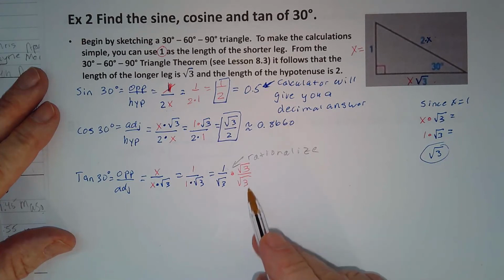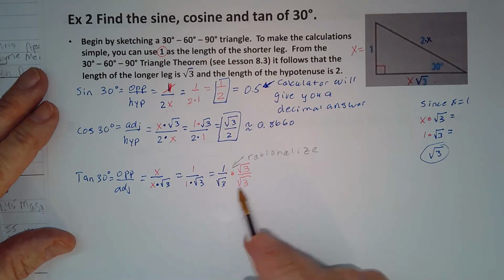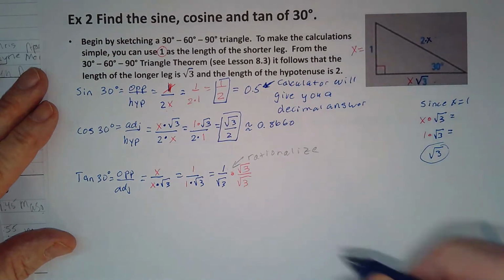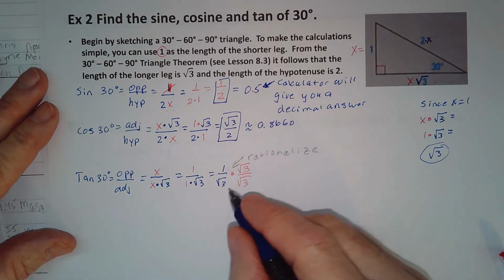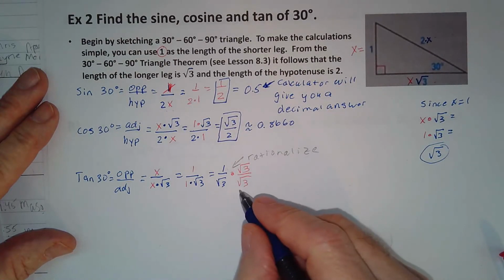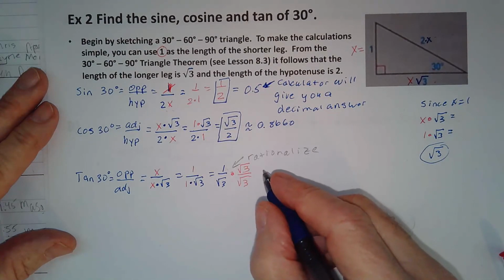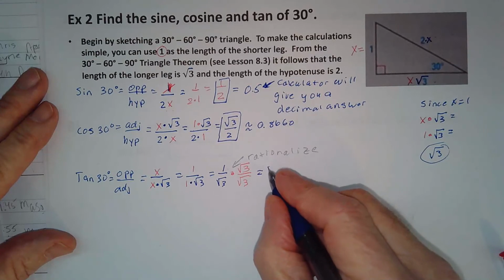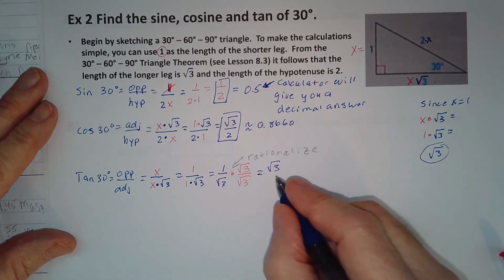4 divided by 4 is 1. 1 divided by 1 is 1. Square root of 3 divided by the square root of 3 is 1. So it doesn't change the ratio to do this. That's the nice thing about rationalization. It allows you to get the radical out of the denominator, but it doesn't change the ratio. So this equals the square root of 3. 1 times the square root of 3 is the square root of 3.